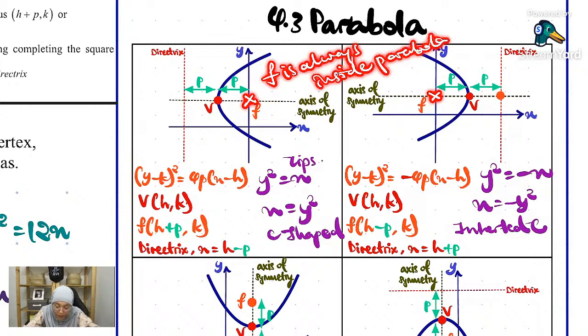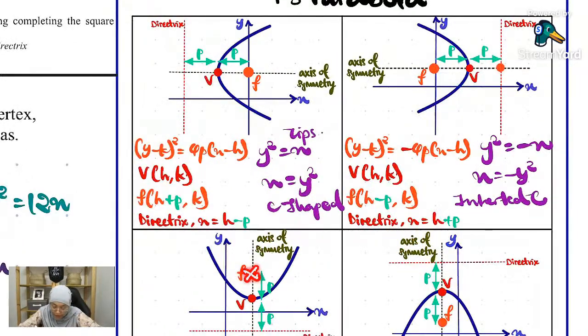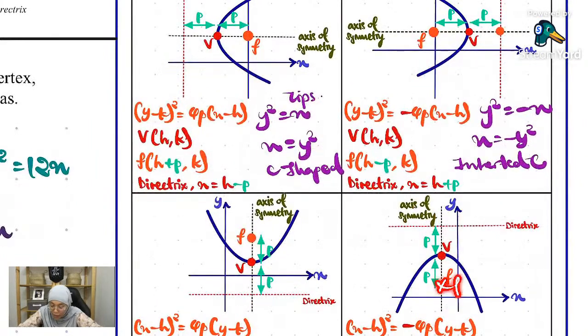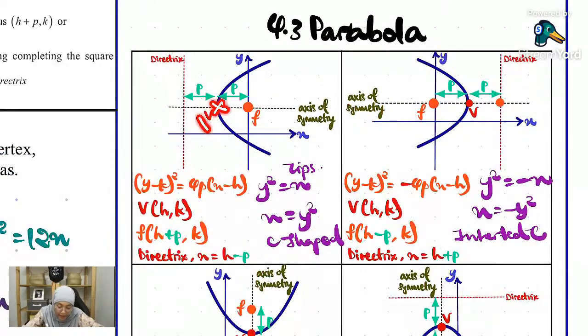parabola. Dia takkan berada di luar. Dia sentiasa di dalam parabola. Kalau you tengok ni, F sentiasa di dalam parabola. Tak kisahlah parabola ni bentuk apa pun. Okay? So itu yang you dah tahu. You dah tahu vertex, you dah tahu focus, settle.